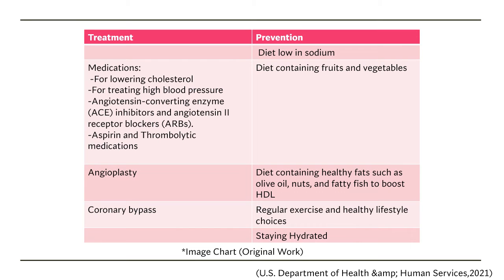This is a little chart that I created to show some of the treatment options and prevention of disease progression with CAD. Diets low in sodium, diets that have fruits and vegetables and high amounts of that good cholesterol, the HDL, along with regular exercise and good lifestyle choices can help lessen disease progression. Just reducing salt alone prevents excess water retention and can lower blood pressure.